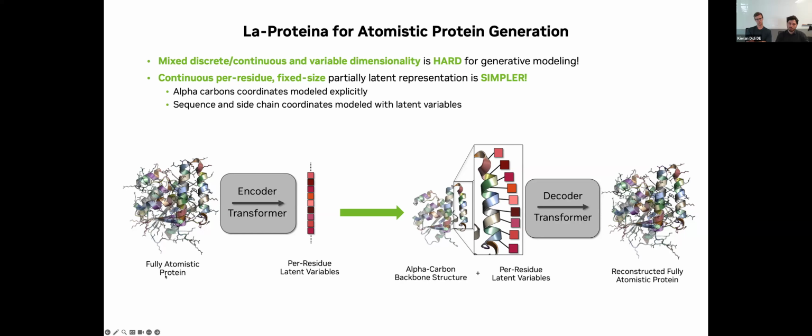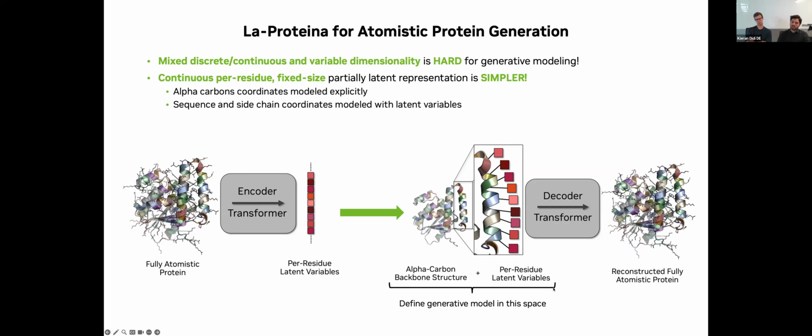The encoder takes as input a fully atomistic protein and outputs these per-residue fixed size latent variables. And then the decoder takes as input the alpha carbon coordinates and, again, the latent variables, and reconstructs the full protein. So once you train this autoencoder, you are basically able to define the generative model in this space.